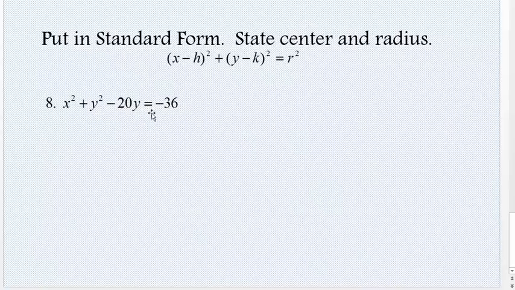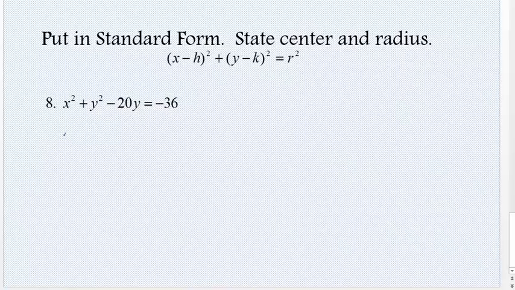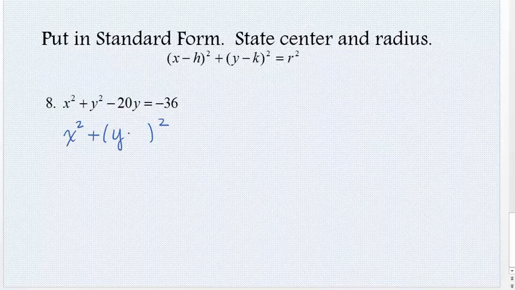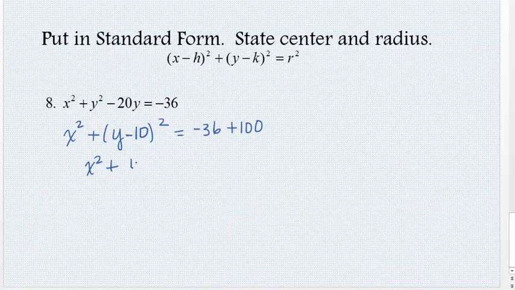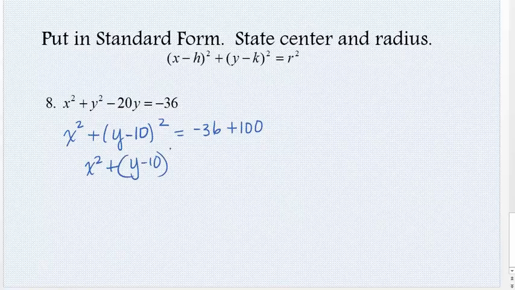So let's complete the square on this one. It's not in standard form, so we got to fix it. x squared is fine like it is, so we need to complete the y squared. Half of 20 is 10, but I'm going to keep the negative sign as negative. Keep negative 36 over here. Now I got to balance it. Negative 10 times negative 10 is 100, so I have to add 100 over here. So x squared plus (y minus 10) squared equals 64.